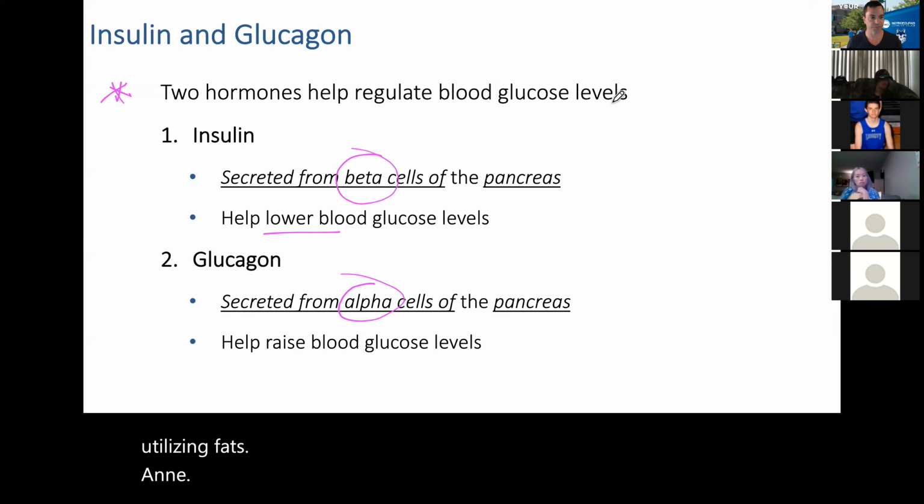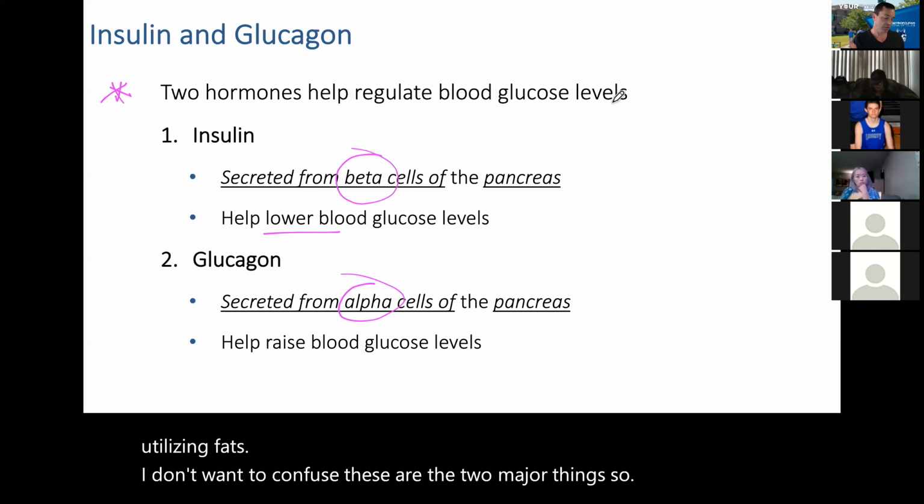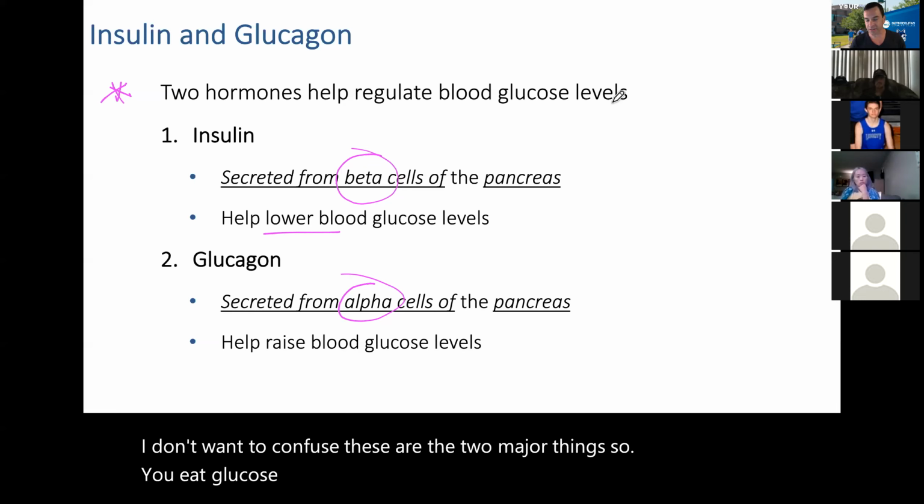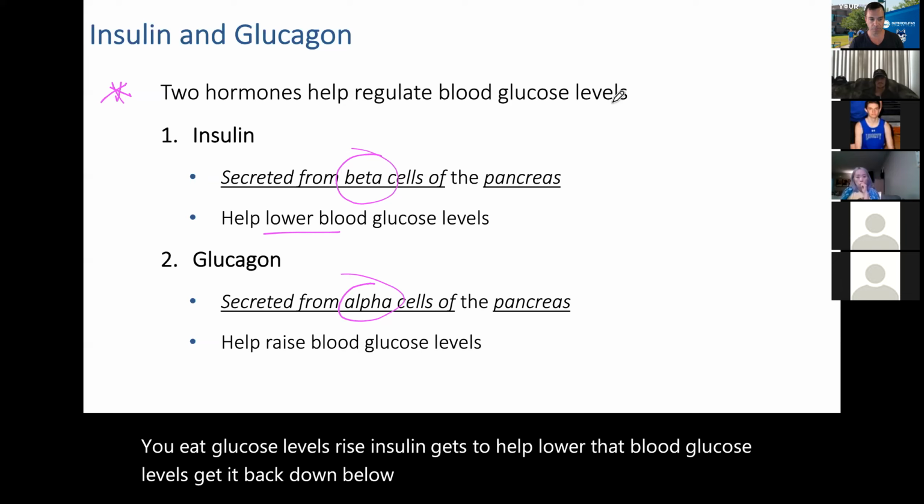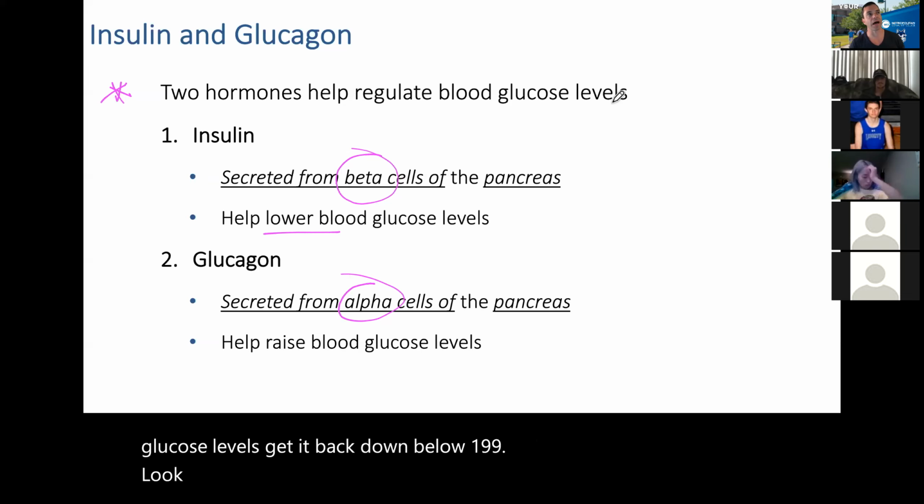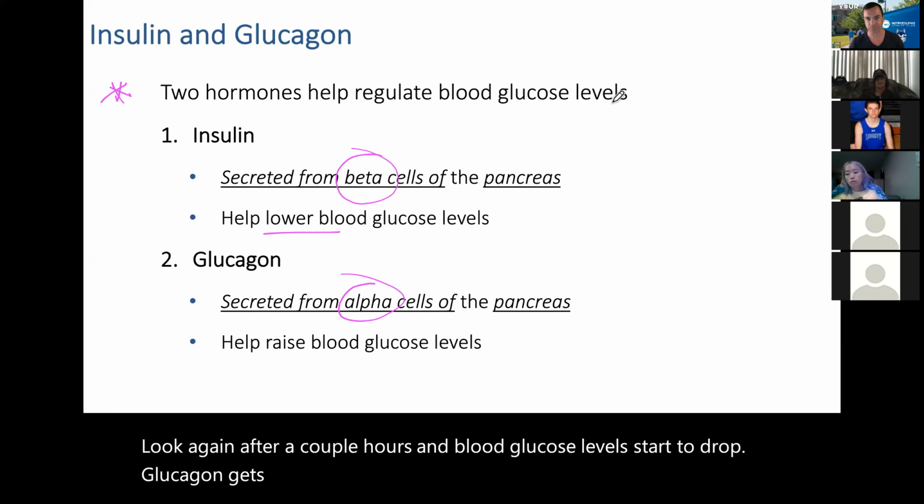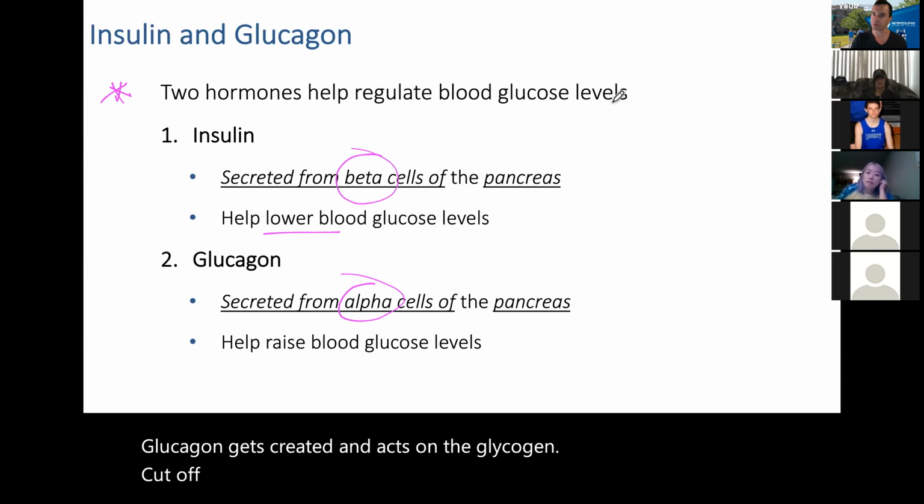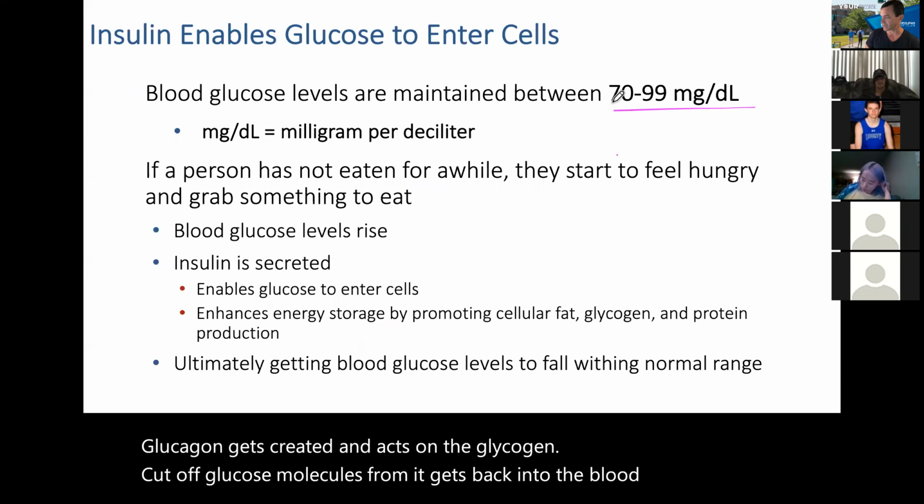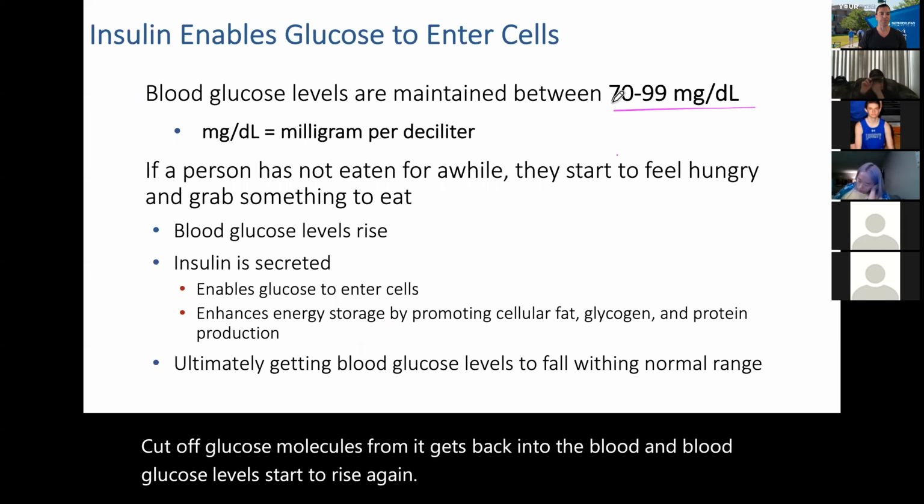I don't want to confuse, okay? These are the two major things. So you eat, glucose levels rise, insulin gets secreted to help lower that blood glucose level, get it back down below 199. Glucagon, after a couple hours when blood glucose levels start to drop, glucagon gets secreted, it acts on the glycogen, cuts off glucose molecules from it, gets back into the blood, and blood glucose levels start to rise again.